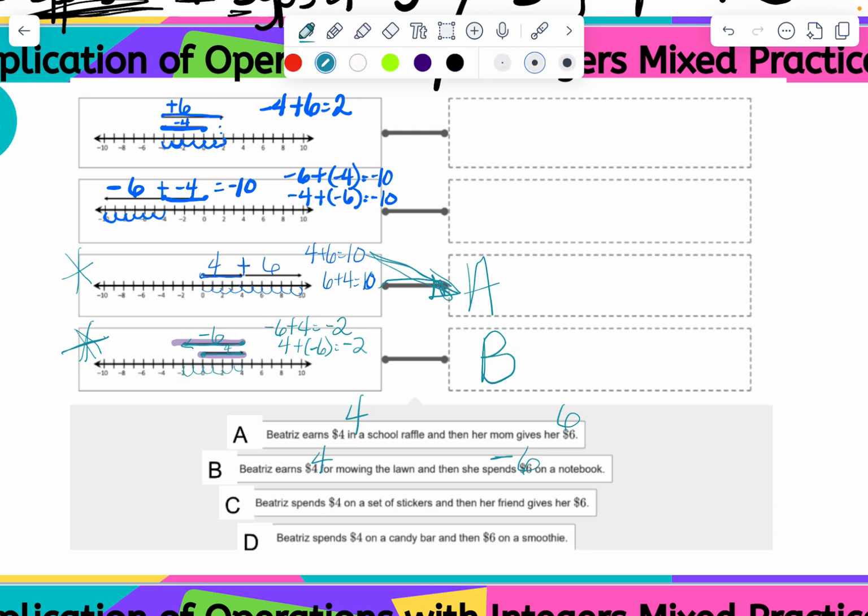Then we have she spends 4. So now we got a negative 4 first. This is a negative 4 on stickers, and then her friend gives her, and then she's got a plus 6. So here's our negative 4 back, and then our positive 6 up. So this is C. So that one should be D. Beatrice spends $4 on candy. So she spends $4 on candy, which would be a negative. And then she spends $6 on a smoothie, which would be another negative. So there you go. This would be a negative 4 and a negative 6.